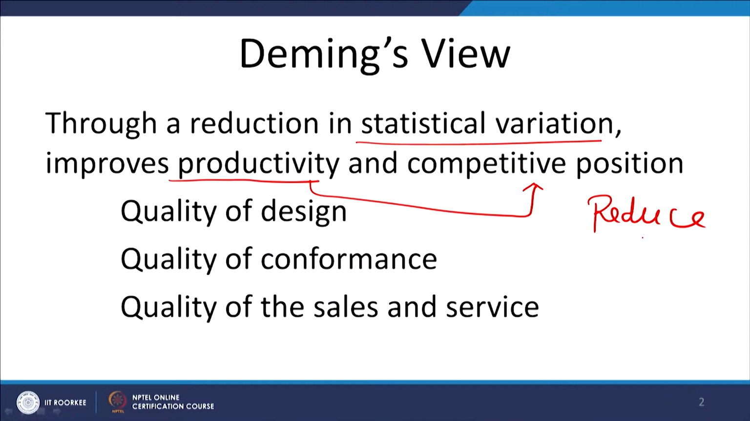He said to reduce the variation in your production processes, reduce the variation in your final output, and by reducing the variation you will be able to improve the productivity, and this improved productivity will help you in achieving competitiveness. And this is what we have been discussing for the last 5 weeks, how to achieve competitiveness from your manufacturing. So, Deming gave a simple formula, a simple proposition for achieving competitiveness, and that simple proposition is based on this: reduce variation, and this reduced variation will help you in improving your competitiveness.